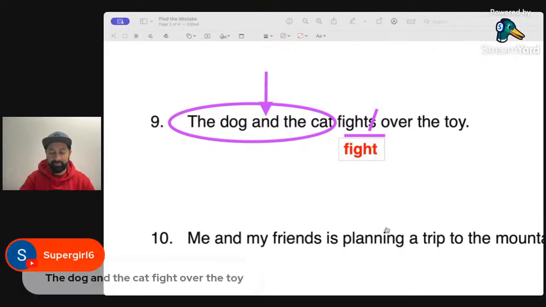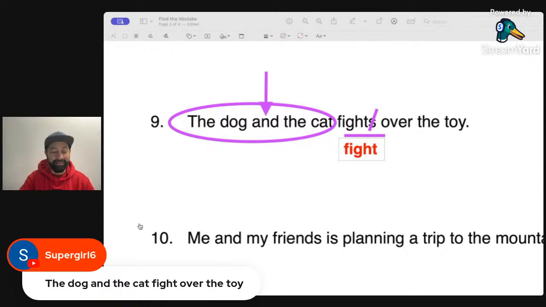All right, and Supergirl, the dog and cat fight over the toy. Perfect. YFS, the dog and cat fight over the toy. Perfect.